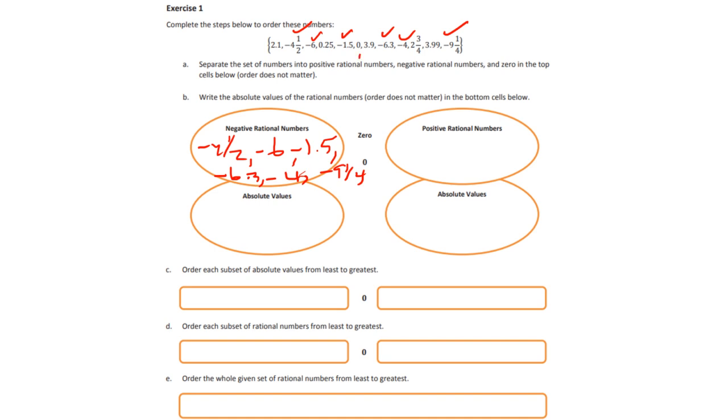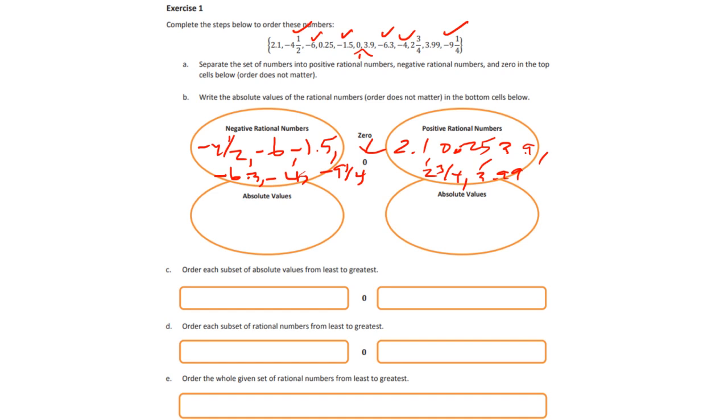And of course, 0 is my chunk in the middle there that says 0, right? So then I have all the other ones that don't have check marks. So 2.1, I have a positive 0.25. That's a decimal there. I have a 3.9, a 2 3/4, and a 3.99. Right, and that's all the ones that don't have check marks, minus the 0 that's up there with the arrow.